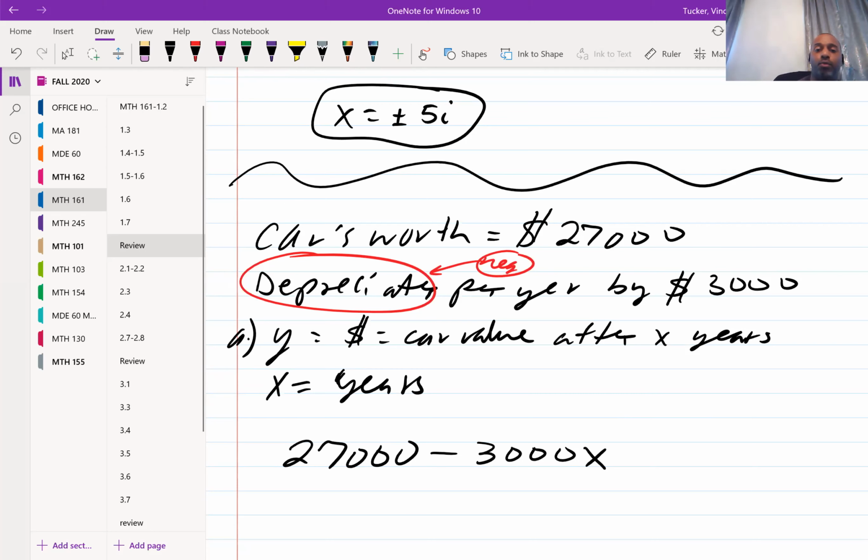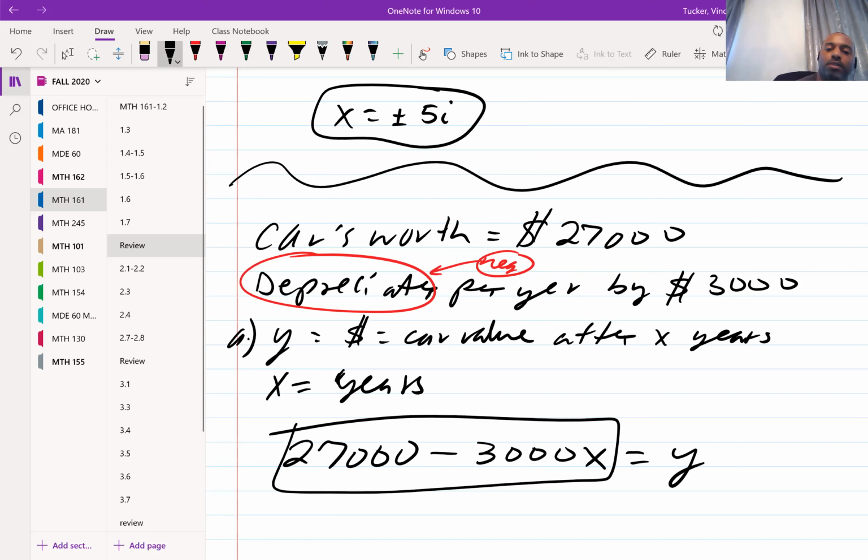Once again, it says depreciates, so that's why you're using this minus sign here. If it said appreciate, then it would be positive, because it would be going up. So it's always keywords that dictate what operations you use. And going back to 3,000X, when it said per year, you know that 3,000 is multiplied by whatever variable you're calling your year. And it's going to be equal to Y, after however many years, this is how much the car is going to be worth.